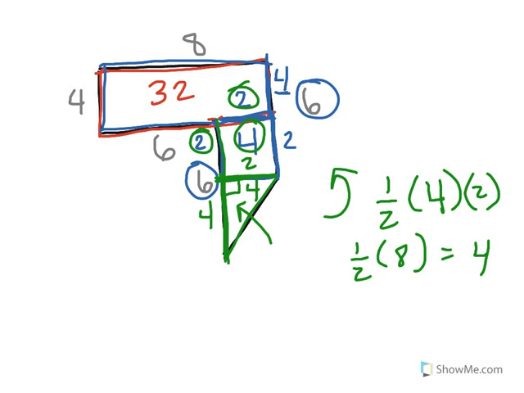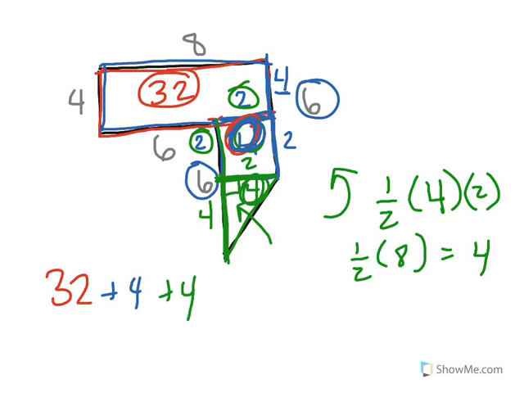So I've got 3 areas to add together. I got 32, I've got 4, and then I've got another 4. And if I add those together, I get a total of 40 square units. Okay, and that's how you find the area of a simple composite figure made up of rectangles, squares, and triangles.